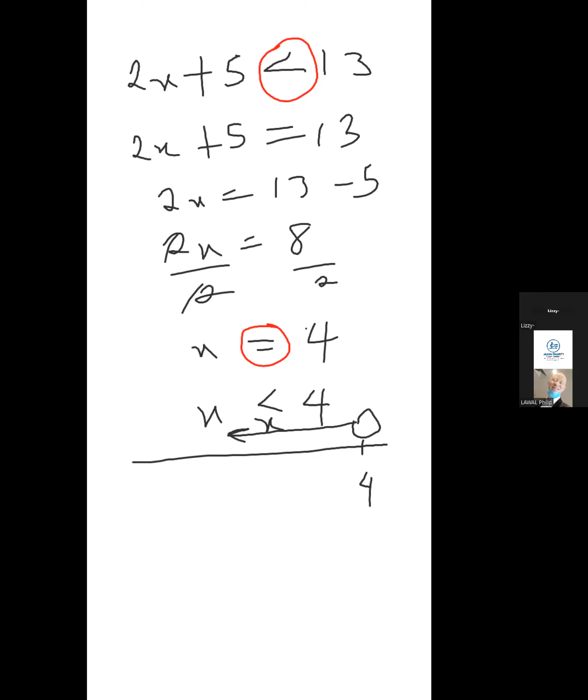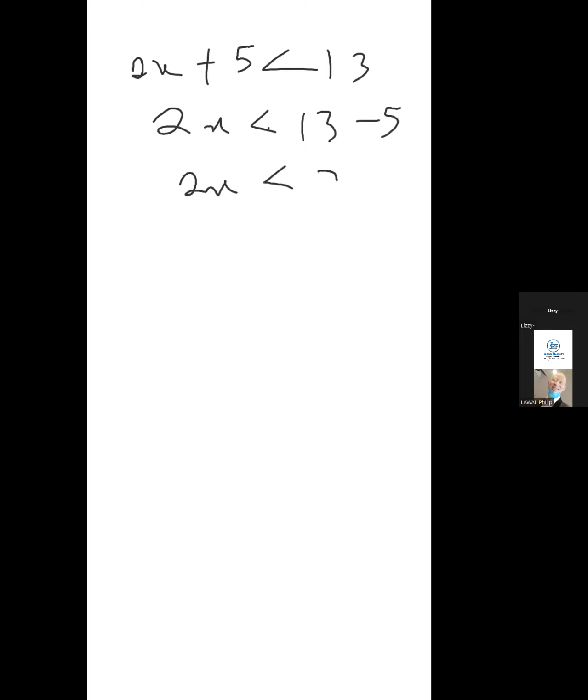So I'll just go to the new board and rewrite that. I'm going to have 2x plus 5 is less than 13. Now my mind is seeing this sign as an equal to sign, while I'll preserve the less than. So it's going to be 2x is less than 13 minus 5. So my 2x will now be less than 8, and I'll divide both sides by 2.